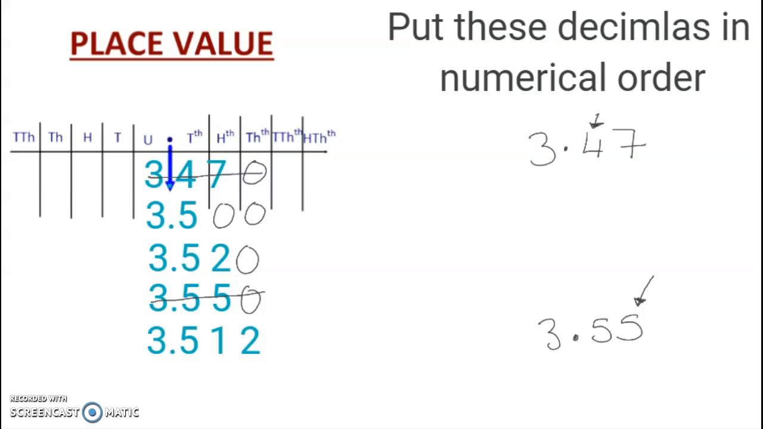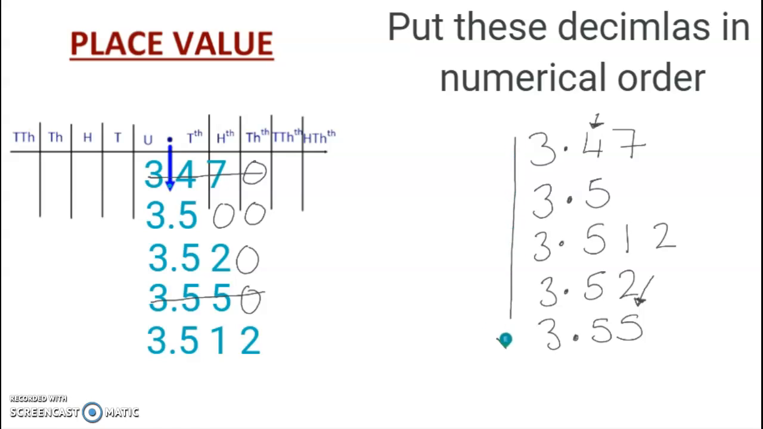So can we put the rest in the right order? I've got 3.500, 3.512 and 3.520. So hopefully you can see that it's 3.5, and then I don't need those placeholders. 3.512 and 3.52, and I don't need that last placeholder. And this one's much trickier. This one is really difficult, so I'm really impressed if you can have a go at this for me. And these are in order from smallest to biggest.